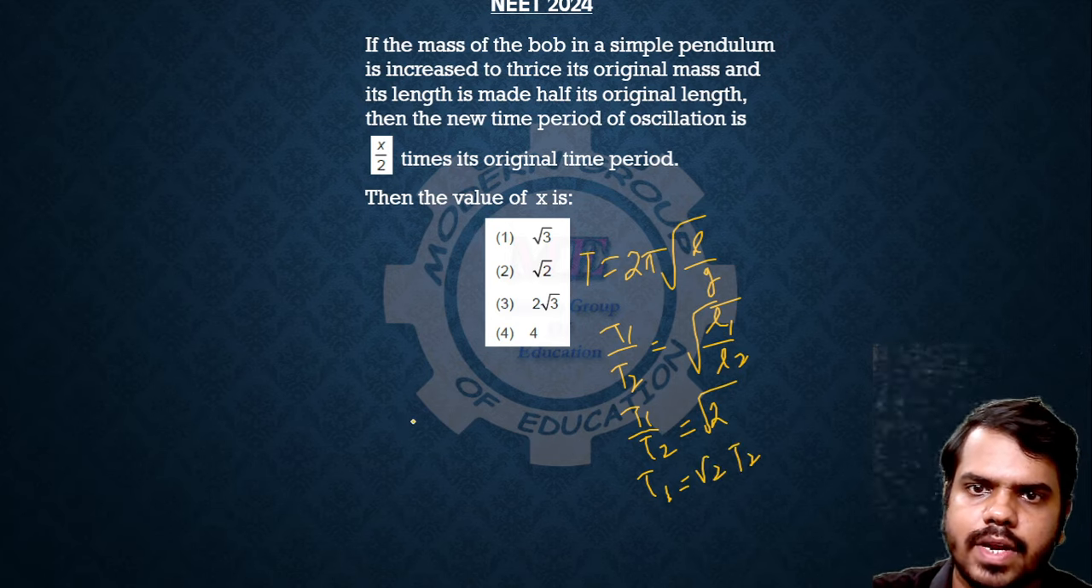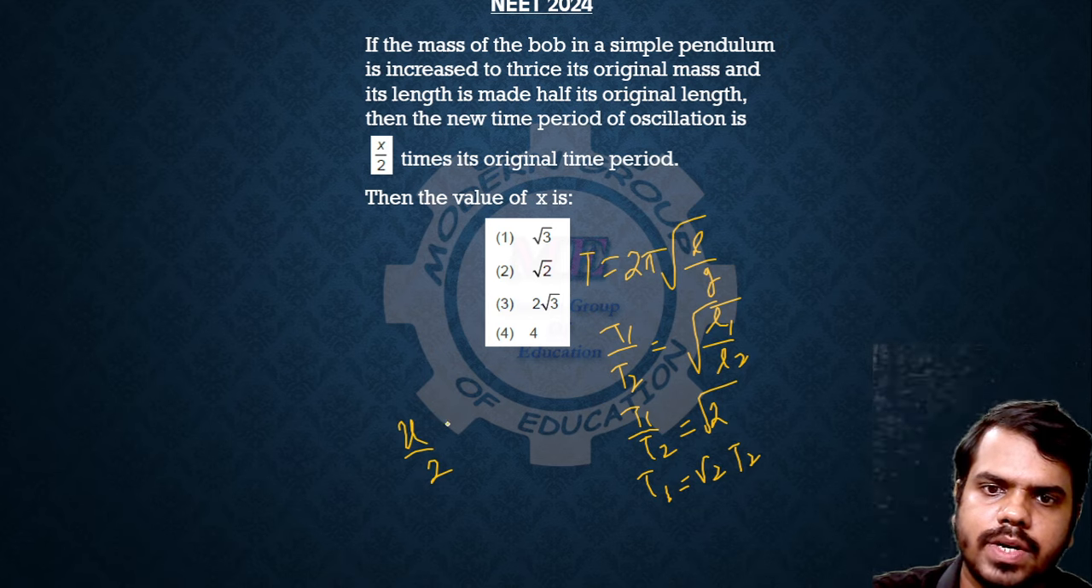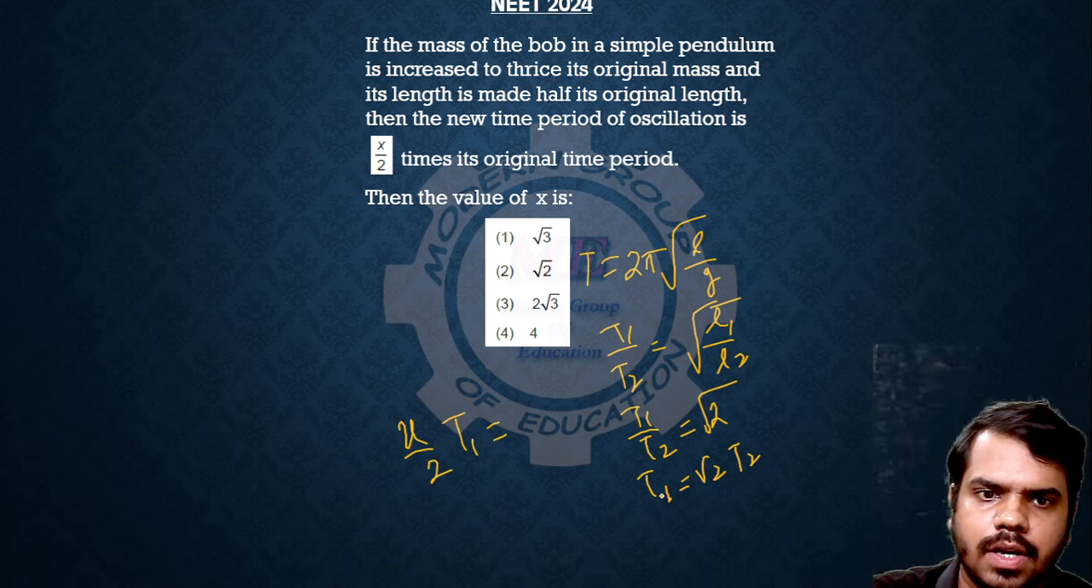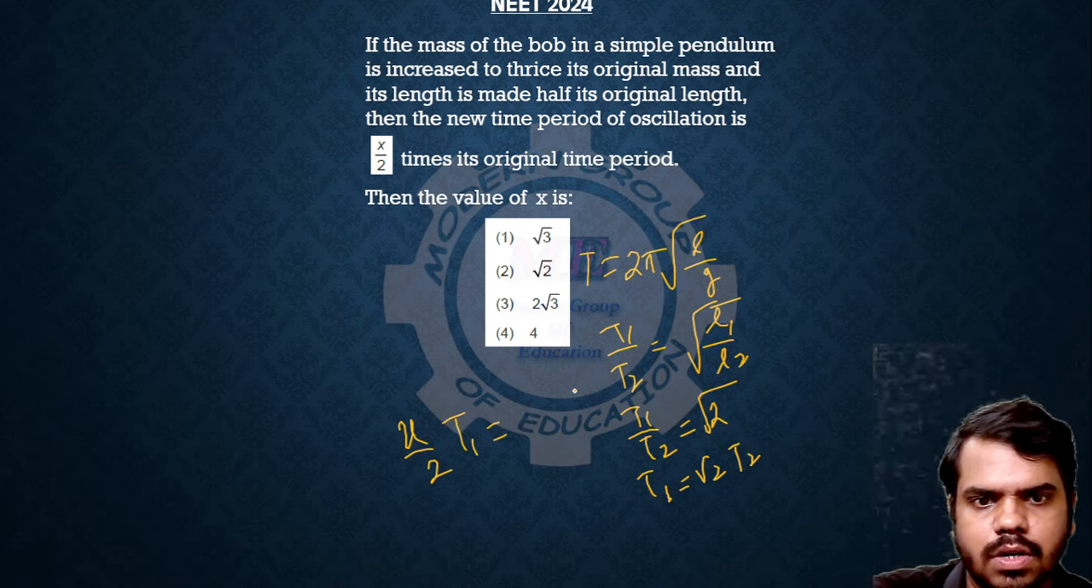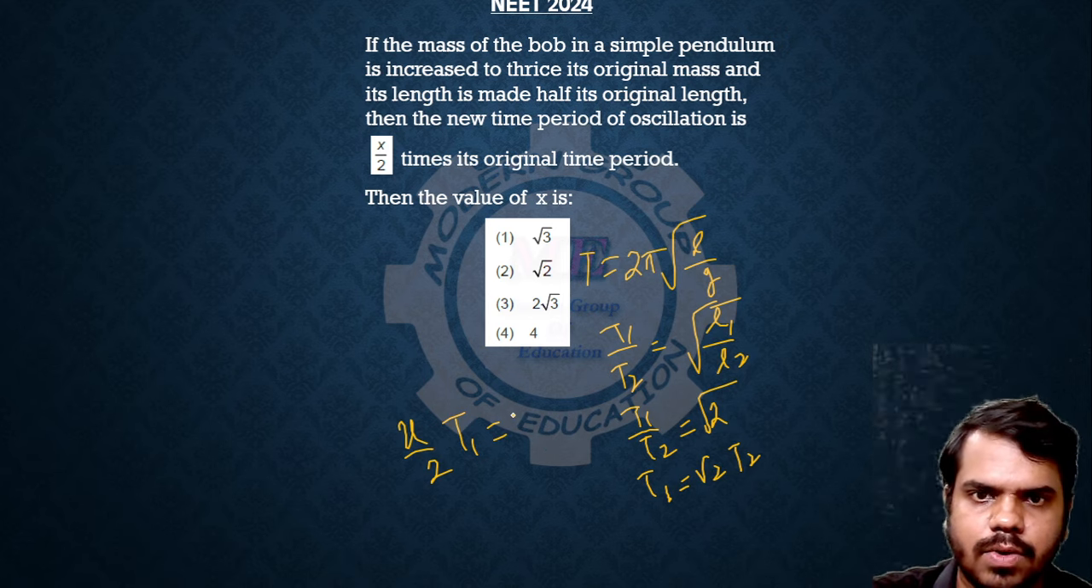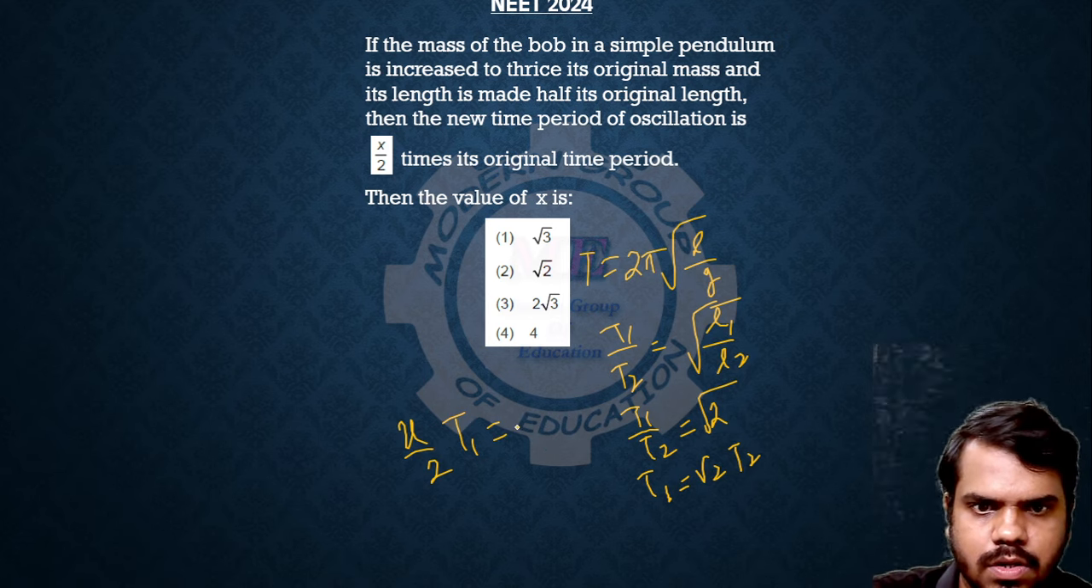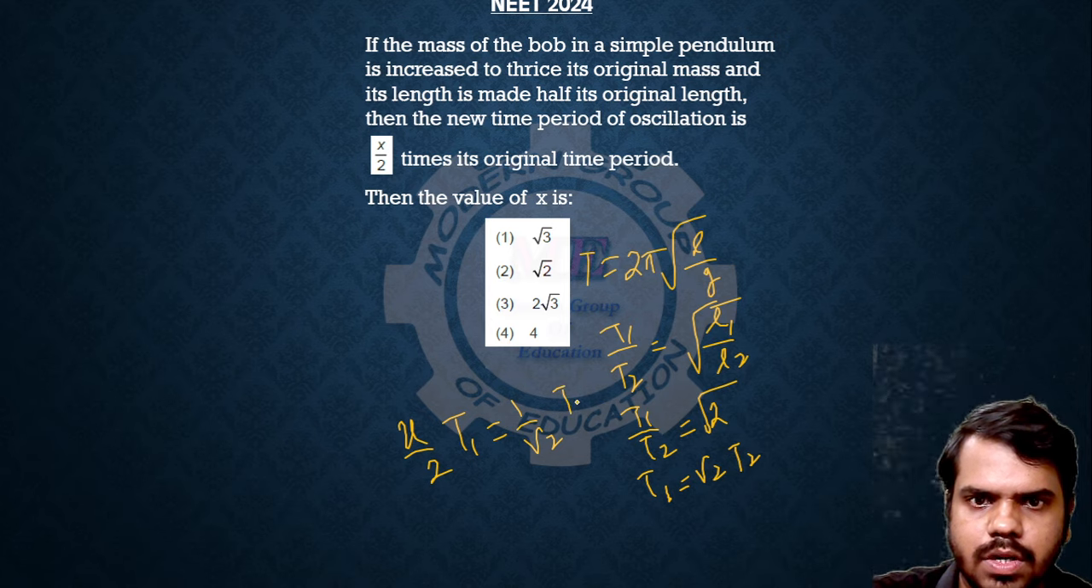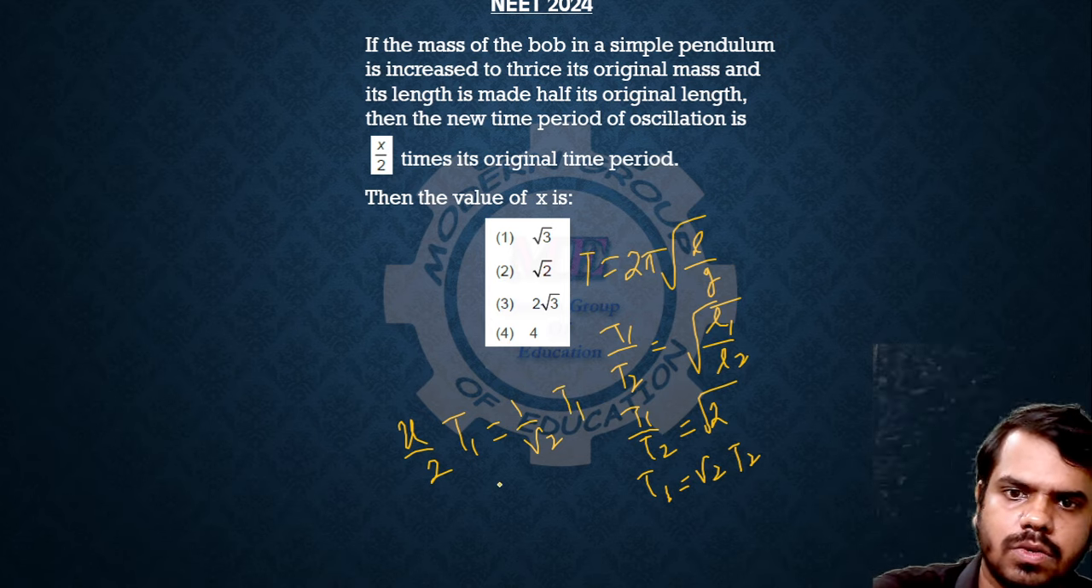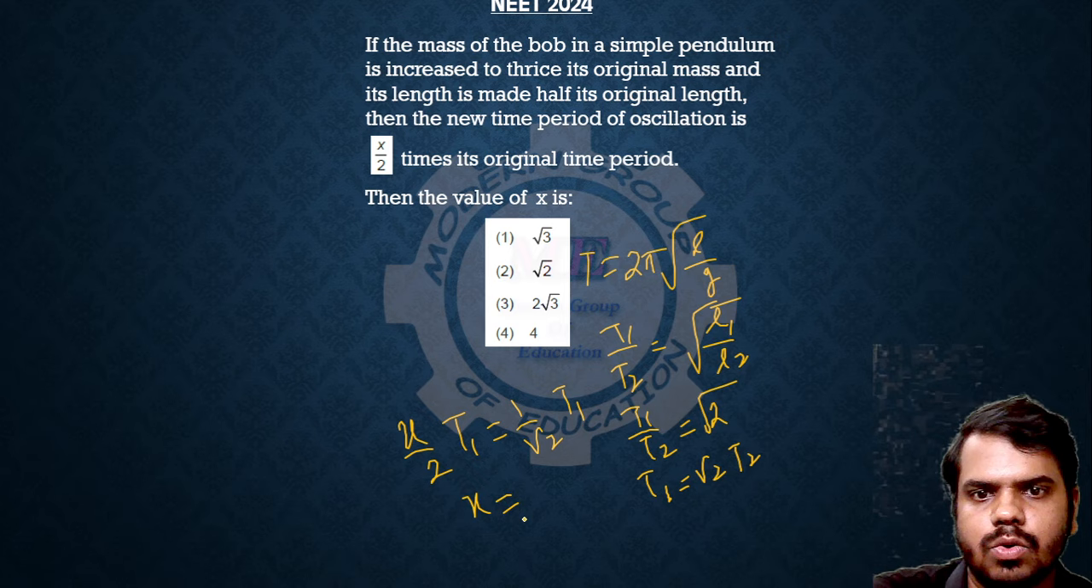Okay, now here it is x by 2 into t1, t1 is root 2 t2, so t2 is 1 by root 2 into t1. Clear? So x will be root 2, that is the answer.